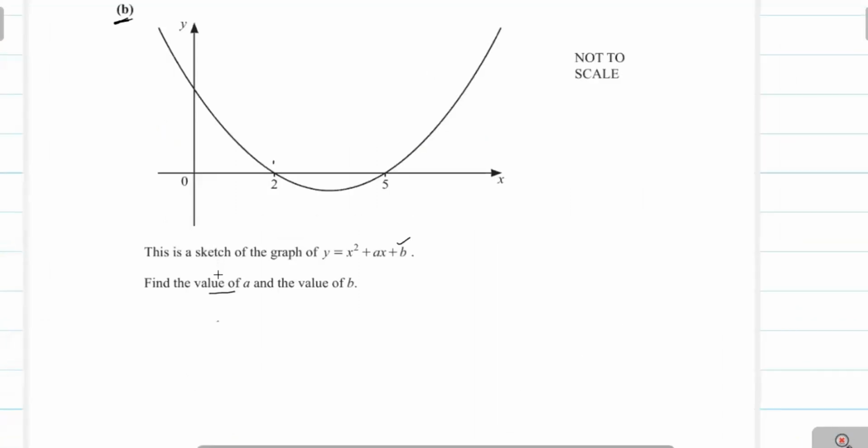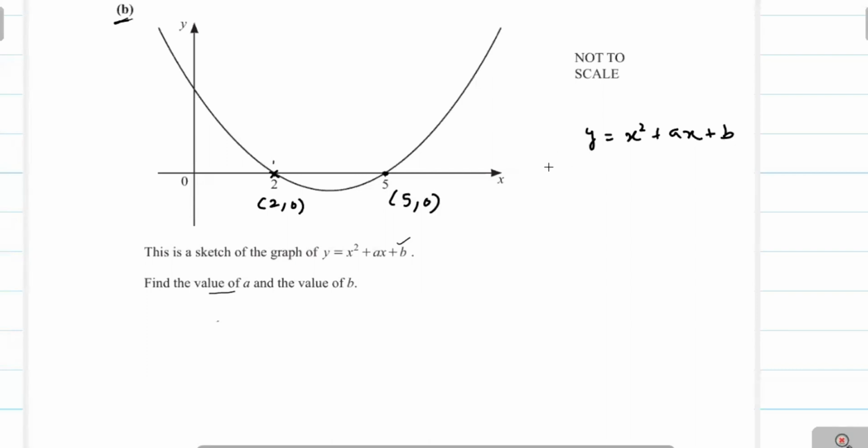Question number 6, part B. This is a sketch of the graph of y equal to x square plus ax plus b. Find the value of a and b. Firstly, we write the equation of the graph: x square plus ax plus b. And this graph is passing through this point, and the coordinate of this point is 2, 0. And the second point coordinate is 5, 0. We substitute these values in this equation.